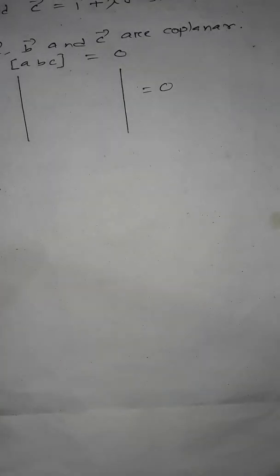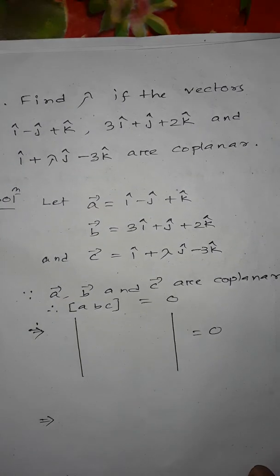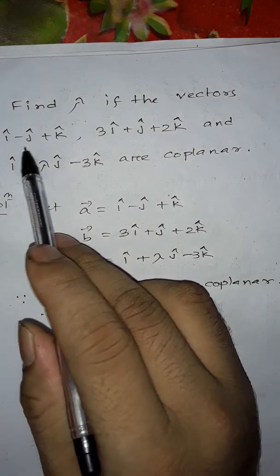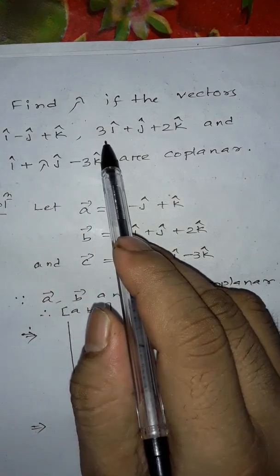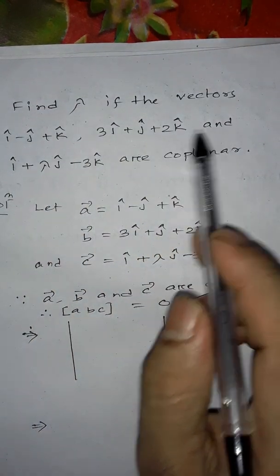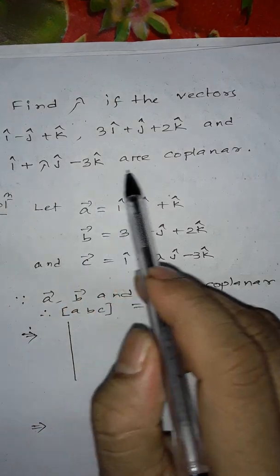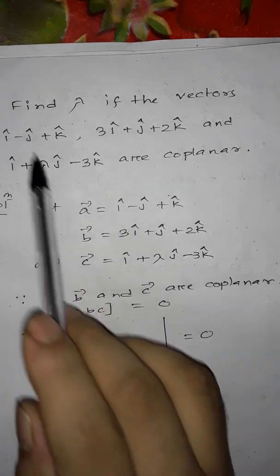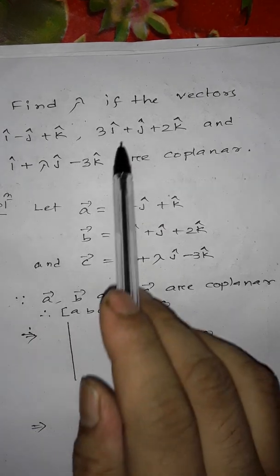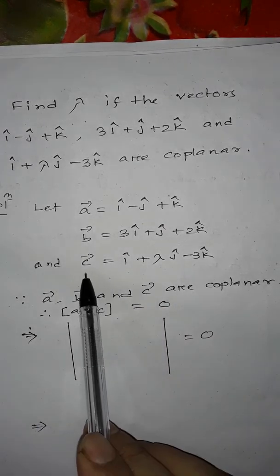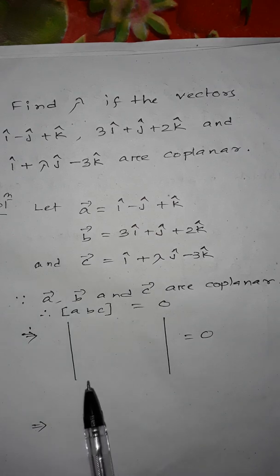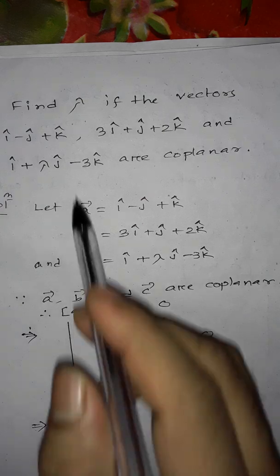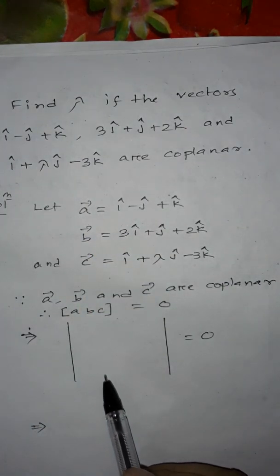Next, question number 3. Find lambda if the vectors i minus j plus k, 3i plus j plus 2k and i plus lambda j minus 3k are coplanar. So the first vector you denote by a, the second vector is b suppose, and the third vector is denoted by c. Given that the vectors are coplanar, you find the value of lambda.